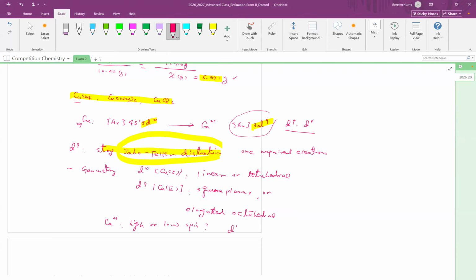Related to D4 to D7. D4 to D7 will have a high or low spin. However, d2, there is only one unpaired electron. See, only one unpaired electron. Right? Only one in an octahedral field, regardless of ligand strength. There's only one unpaired electron, regardless of ligand strength.